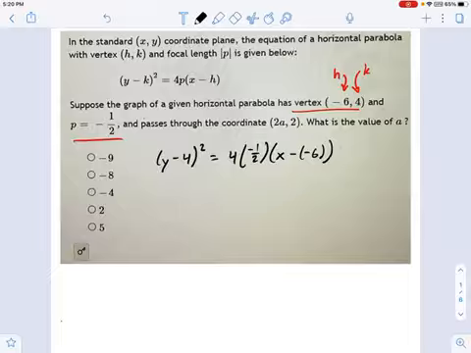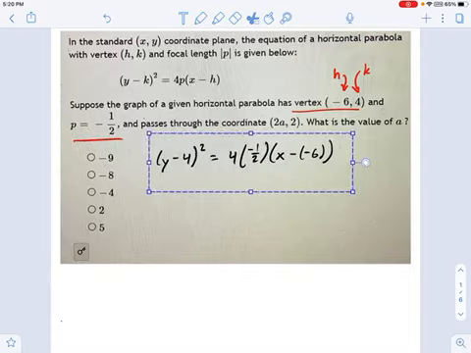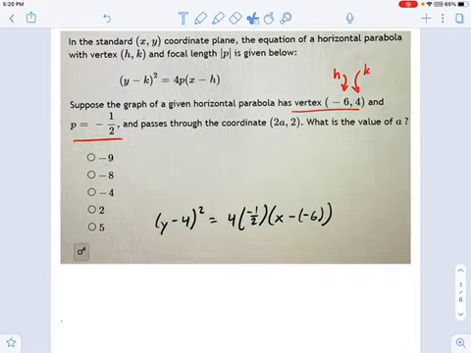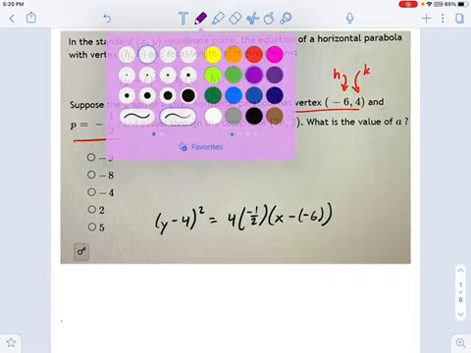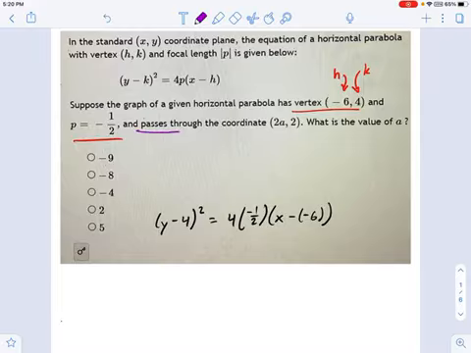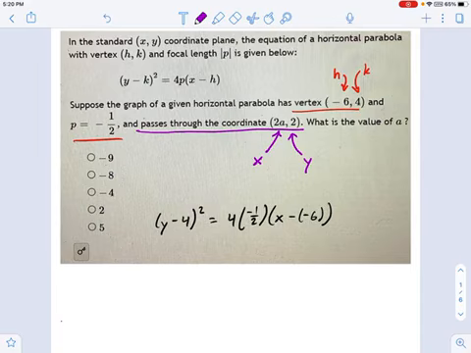All right, so here's my new equation. And if you notice, what are the variables now? Well, it's just x and y. That's it. So now take a look at what we're told here. This is interesting. It says it passes through the coordinate 2a, comma 2. Well, what does that mean? Remember, this is an xy coordinate plane, so 2a is x, and 2 is y. So plug those into your equation. And let's see what we get.